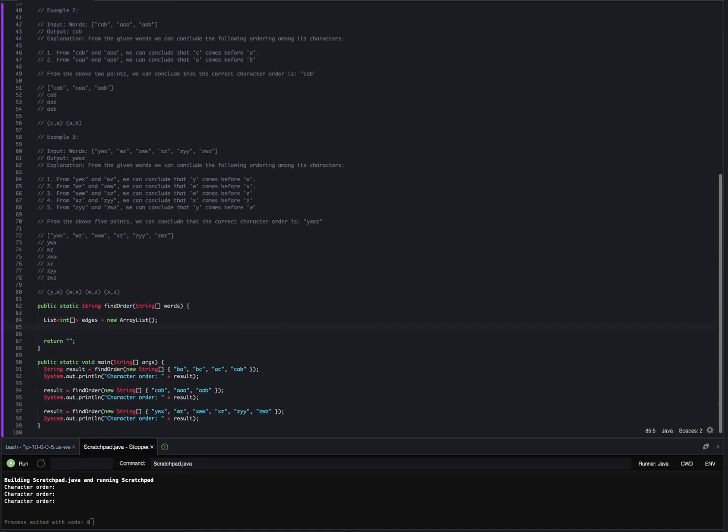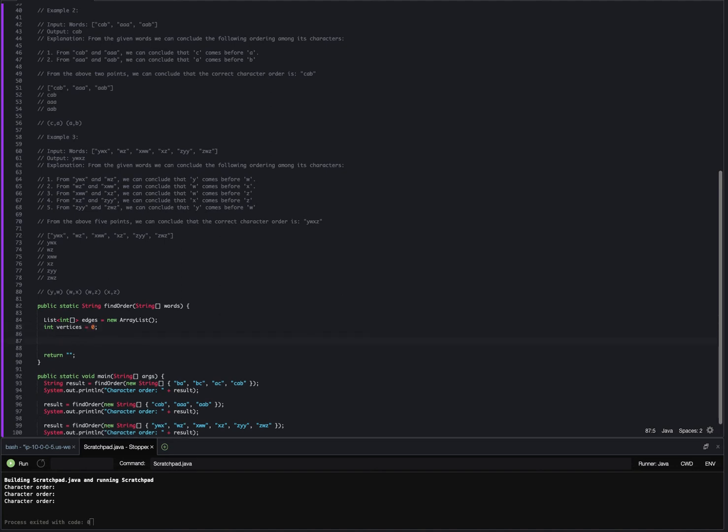And then we have to count the number of vertices there are. Now we got a list of words, and if there are no words, then there's nothing to sort really.